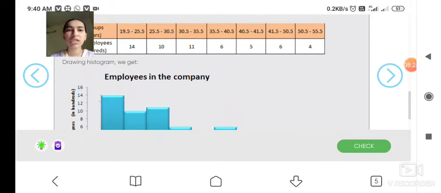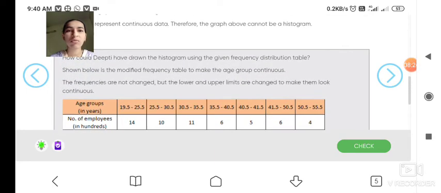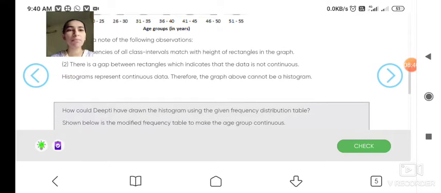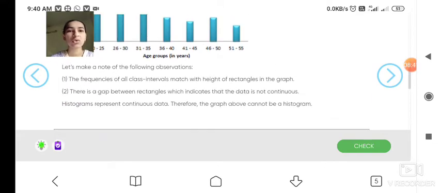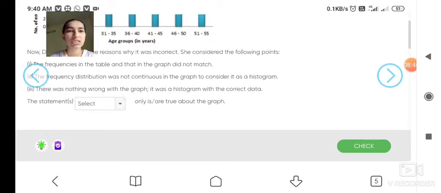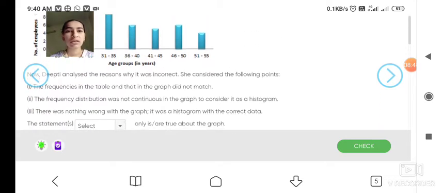Then understand what mistake she has made. Shown below is the modified frequency table. The frequencies are not changed, but the lower and upper limits are changed to make them look continuous. Yes, we have to make them continuous. So the frequencies of all class intervals and the heights of the rectangles are the same. That means the graph did not match. The second statement is the correct one.